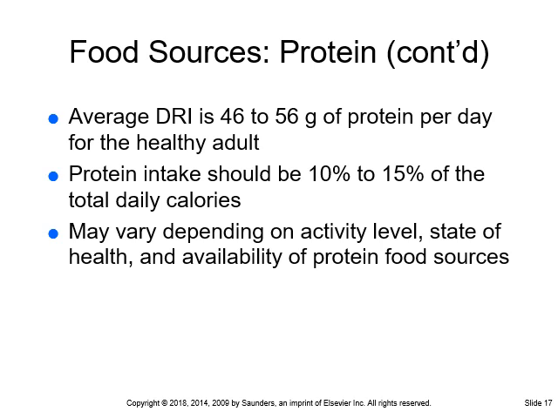Protein intake should be approximately 10 to 15% of the total daily calories. The typical American diet is high in protein. A serving of protein is, for example, a 3-ounce portion of meat or a serving of beans equivalent to a half a cup of dry beans. The DRI for protein may vary depending on activity level, state of health, and availability of protein food sources.